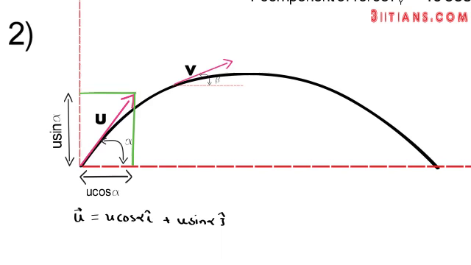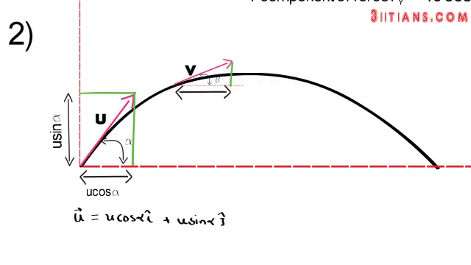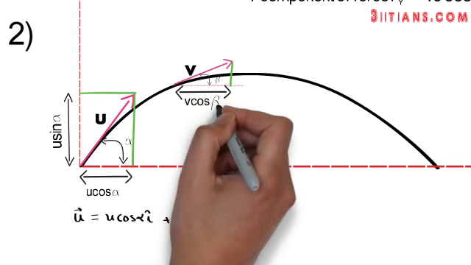Similarly, to find the component of the v vector along the x direction, we drop a perpendicular from the head of v to the x-axis, and the length from the tail of v to the foot of the perpendicular will be the component of v along the x-axis. This will be equal to v cos beta.